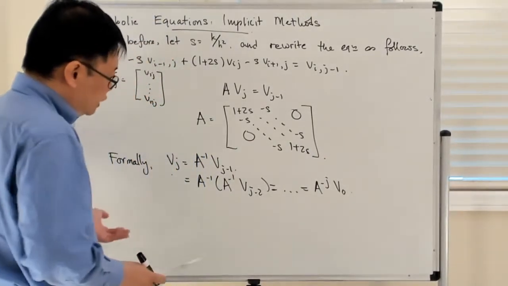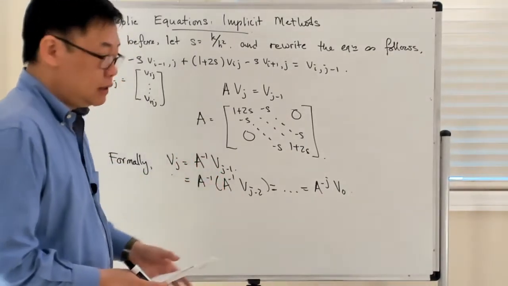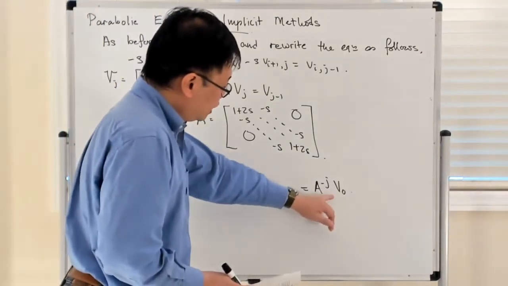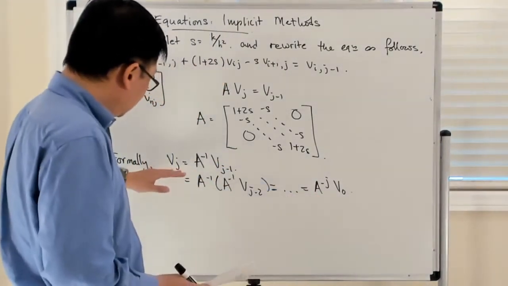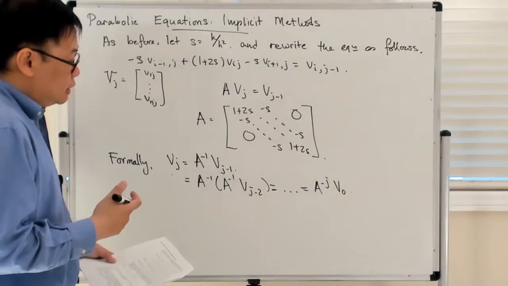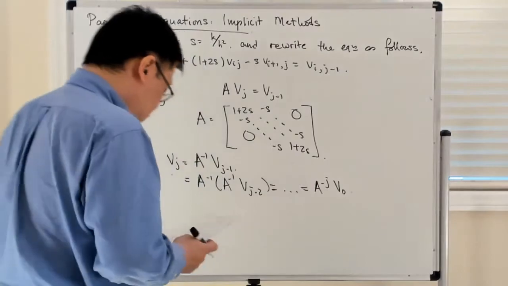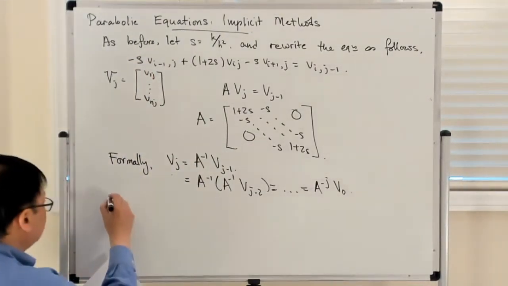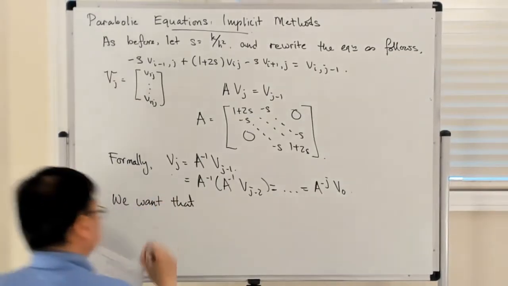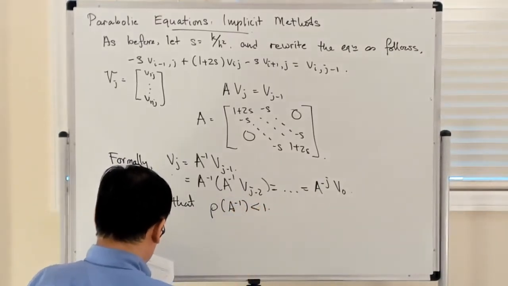So the reasoning is, the stability condition for this is pretty much the same as what we had done before, right? Because of this expression for the current solution in terms of the initial data, what you really want is that the spectral radius of A inverse is less than 1. So what we want is that rho of A inverse be less than 1. Okay.